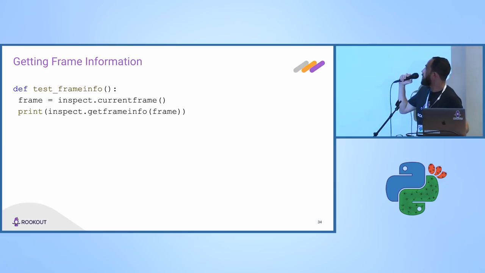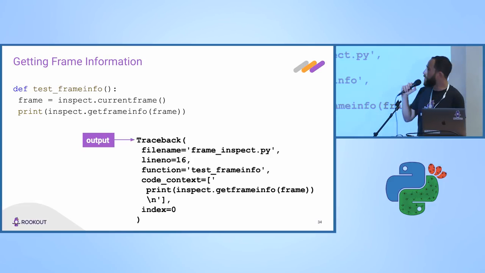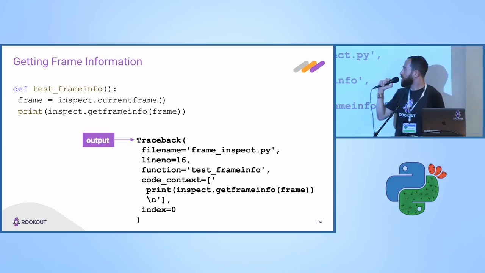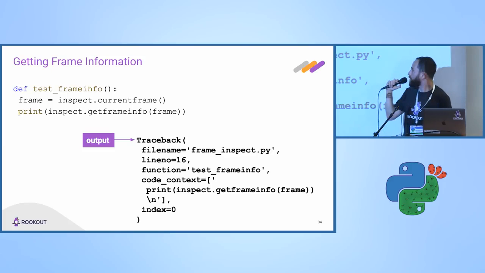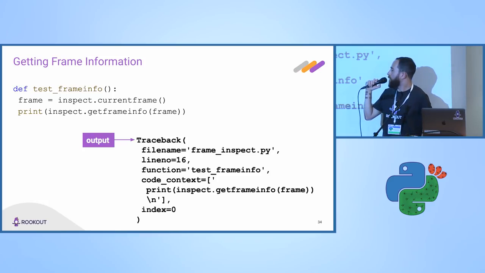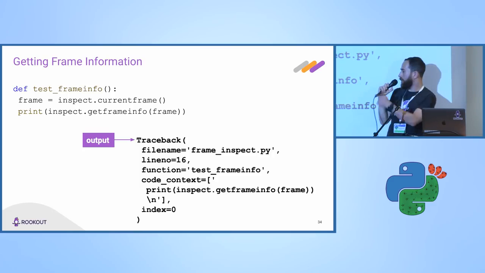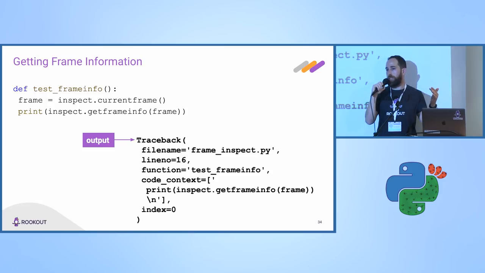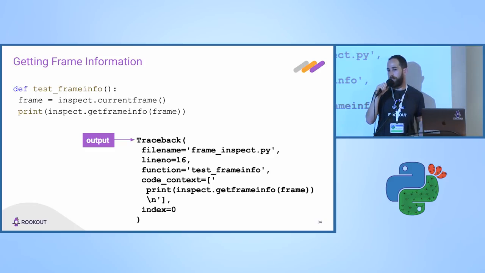And now we print the getframeinfo of the frame. What you're going to get is a simple traceback object, quite similar to what you see as you're walking through a trace if you're familiar with the exception mechanism of Python. We get the file name, frame_inspect.py, we get the line number where the frame currently is, we get the function name, we get the code context, and we get the index. The index is our position in the stack trace. So as we are now at the top of the stack, index is going to be 0, and as you walk up the stack, index is going to increase.